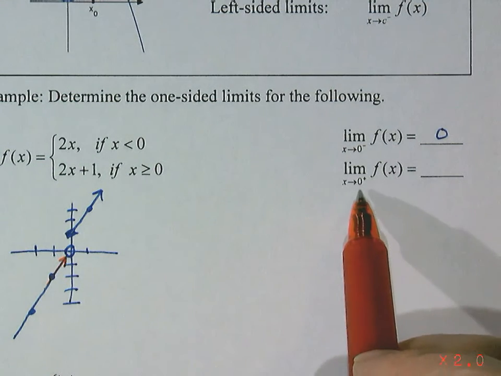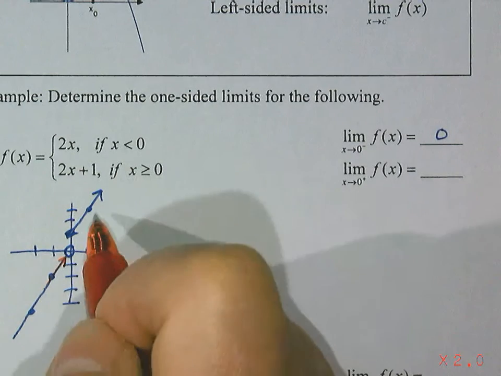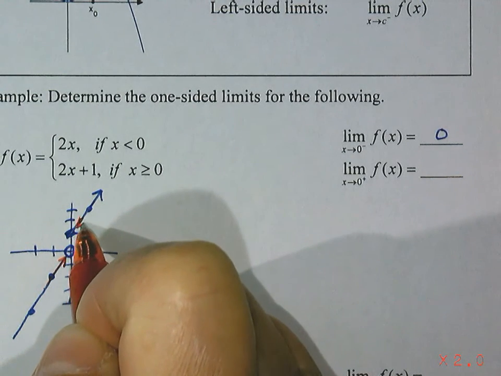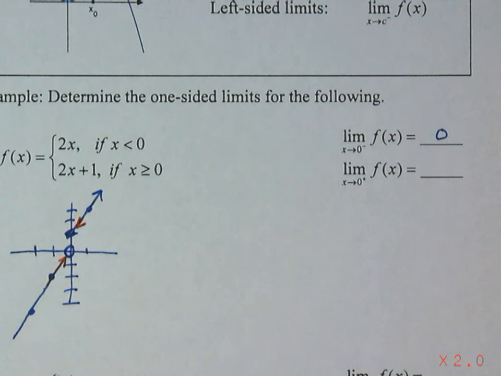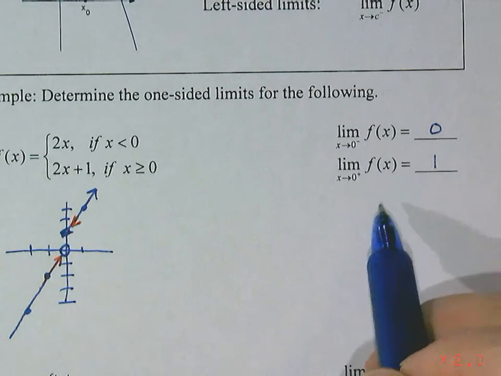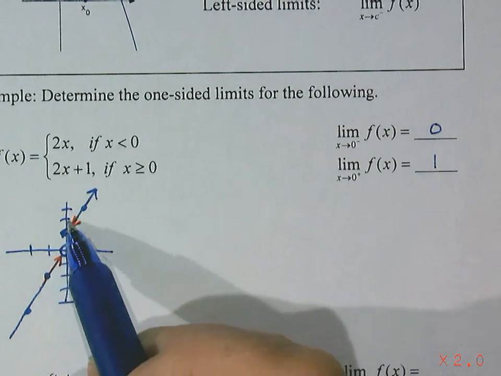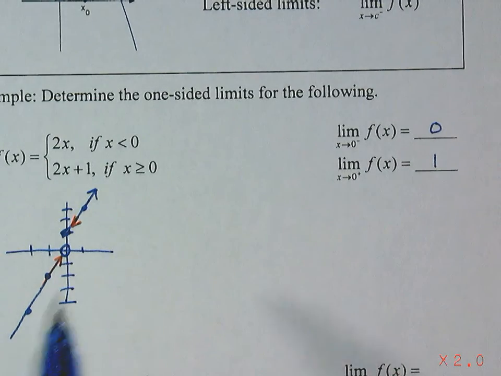This function limit is asking me for the limit as x approaches 0 from the right. So from the right, I'm coming this direction to 0. So my limit is this y value, which is 1. So the limit from the left of this function is 0. The limit from the right of this function is 1. Is this function continuous? Definitely not. The limit from the left and the limit from the right are different. So this is not continuous.